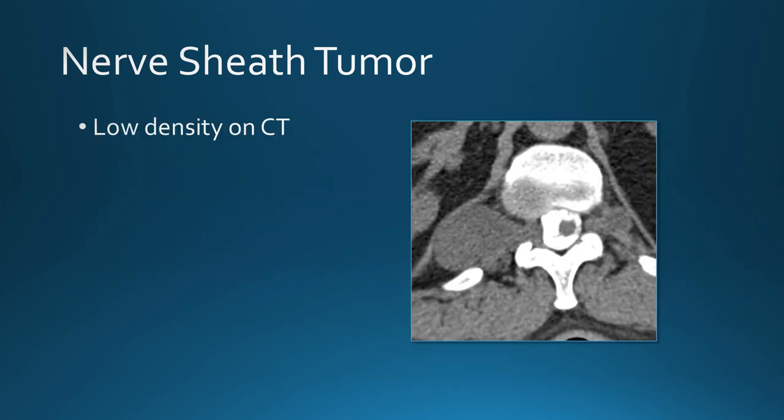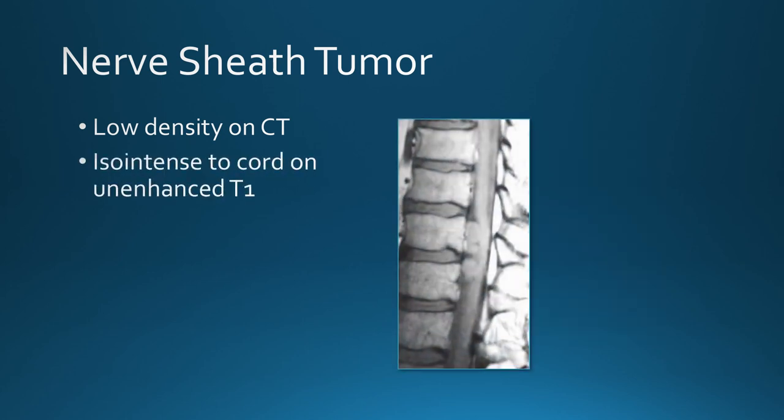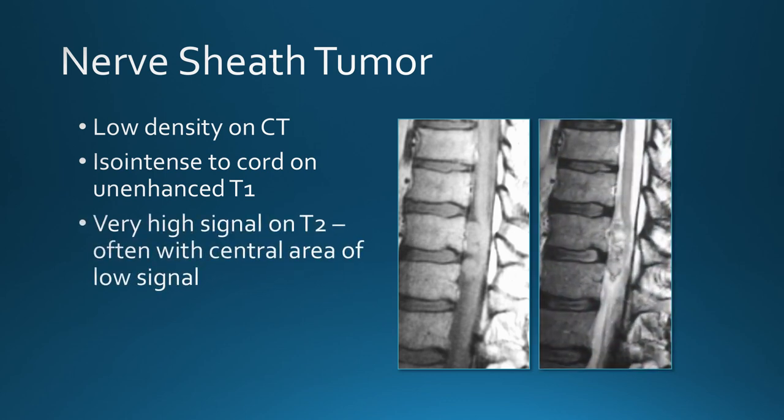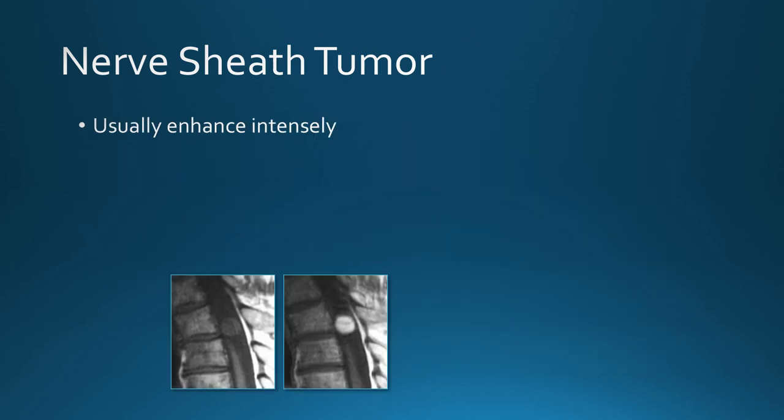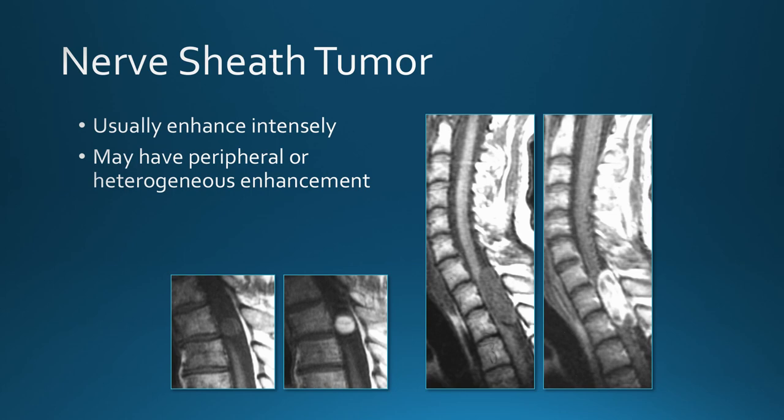On CT, these are usually low density. On non-contrast T1, generally they're isointense to the spinal cord. On T2, usually they're quite T2 hyperintense, often have a central hypointense component to them. Post-contrast, generally they're going to enhance homogeneously, although often they can have a more heterogeneous appearance because they can have cystic non-enhancing components, as in this case.